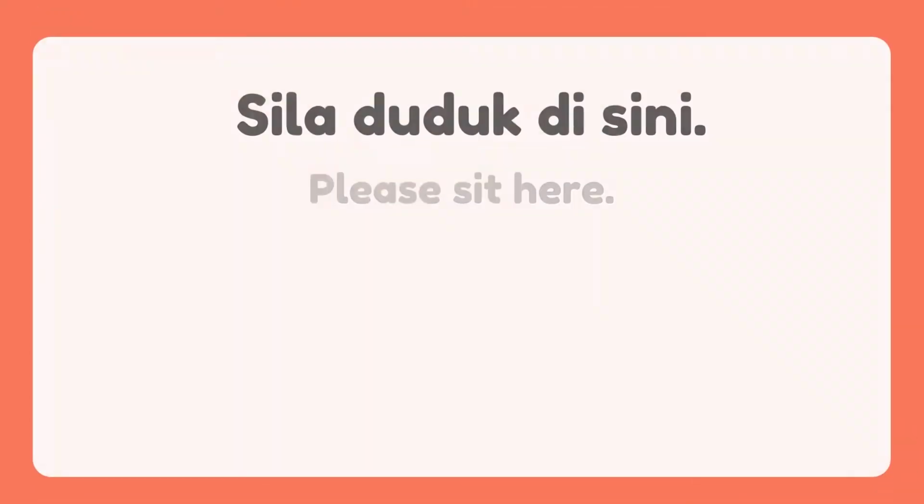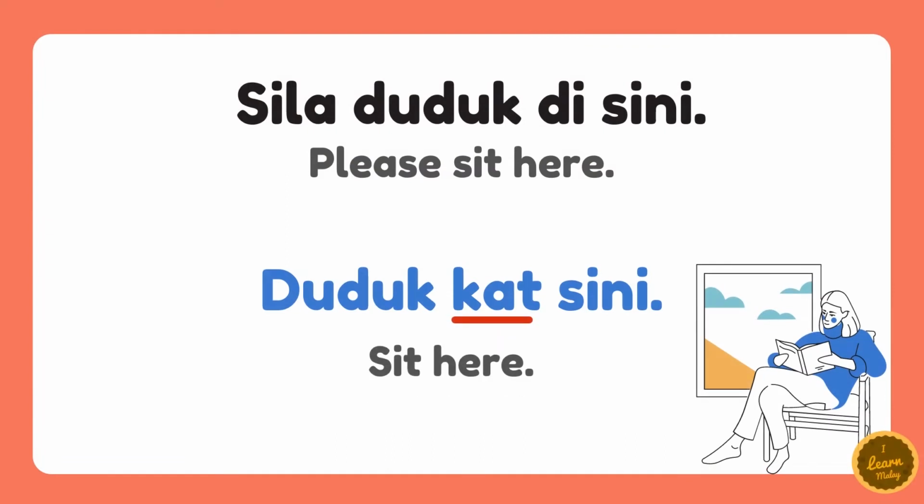Next sentence is Sila duduk di sini. Sila does not necessarily mean please in English, but the word sila is commonly used in Malay when you want to invite or direct a person to do something politely, especially towards someone that you highly respect. However, the colloquial sentence, duduk kat sini, it means sit here. You may use this sentence to familiar people or to those whom you have established good rapport with.